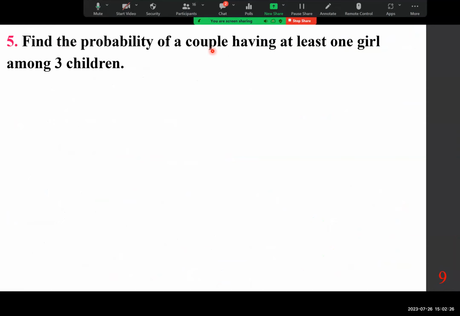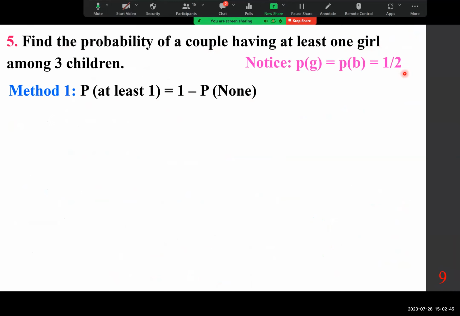Find the probability of a couple having at least one girl among 3 children. Well, with the concept of at least, we get 1 minus the probability of none. And of course, we are assuming that these two are identical and it's 0.5, 50%, 1/2, which in some cases is not. But that's the assumption. So 1 minus the probability of B to the third.